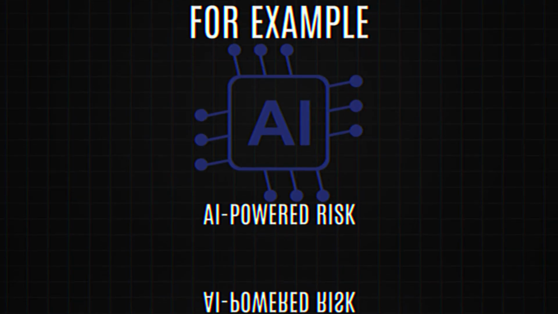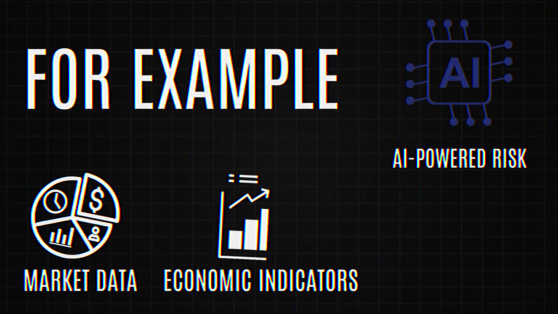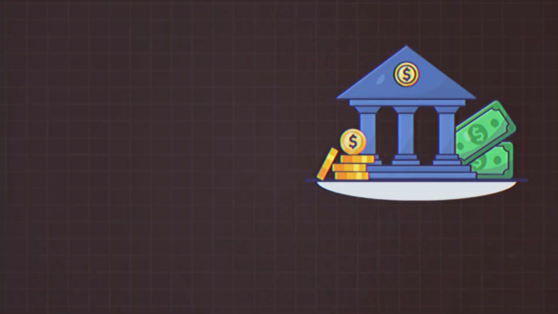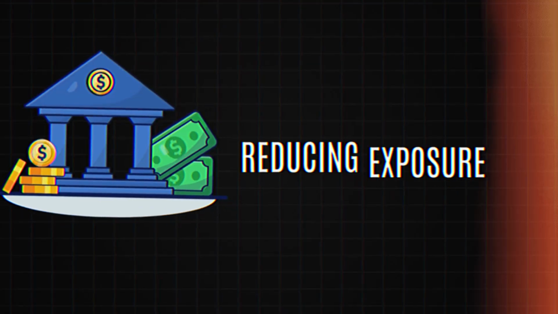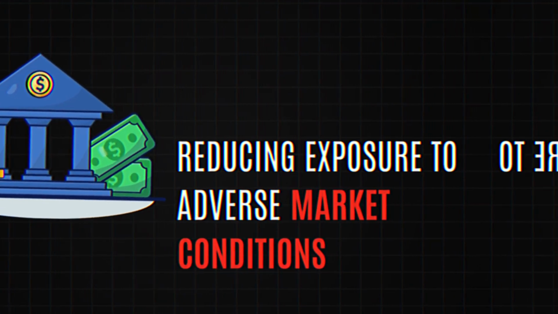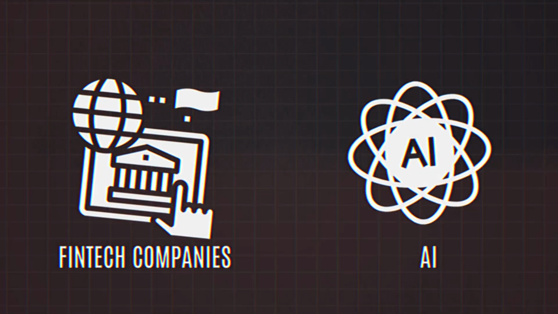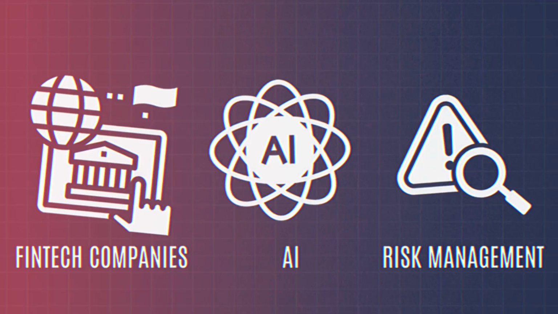For example, AI-powered risk management systems can analyze historical market data, economic indicators, and other relevant factors to predict market fluctuations. This helps financial institutions adjust their strategies proactively, reducing exposure to adverse market conditions. Small to mid-sized fintech companies can leverage AI to compete with larger players by optimizing their risk management practices.